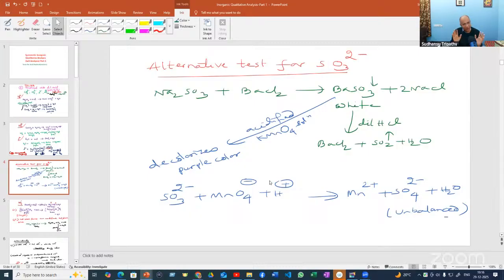So, but we shall study in a proper perspective. Now, why is the color of permanganate discharged? Because SO3 2- produces no SO2. In this case, SO3 2- is converted to SO4 2-, and manganese goes from +7 to +2. So the permanganate color is bleached, discharged.